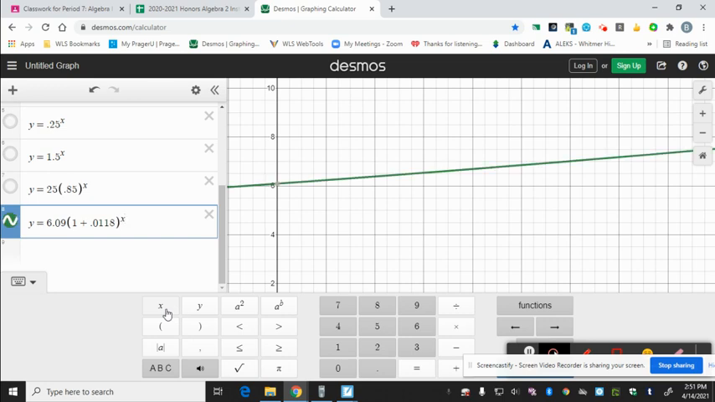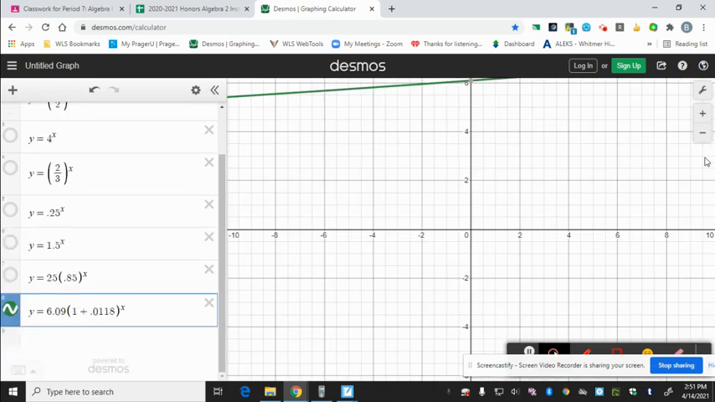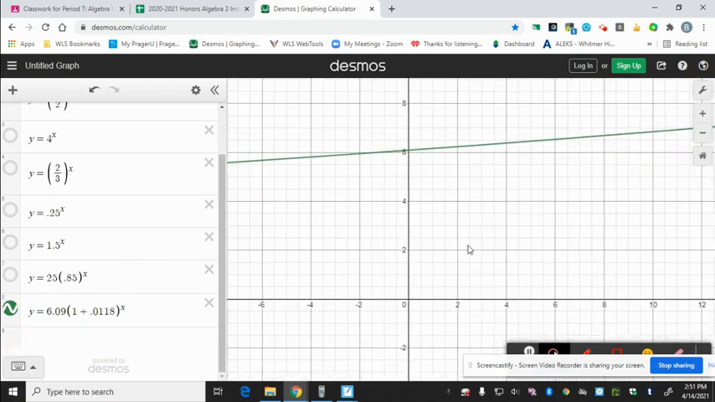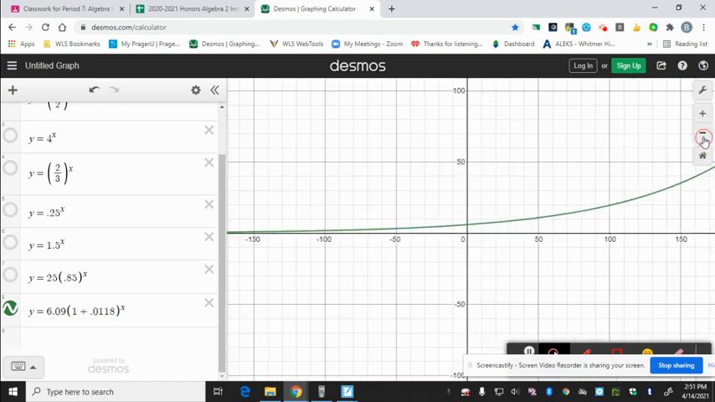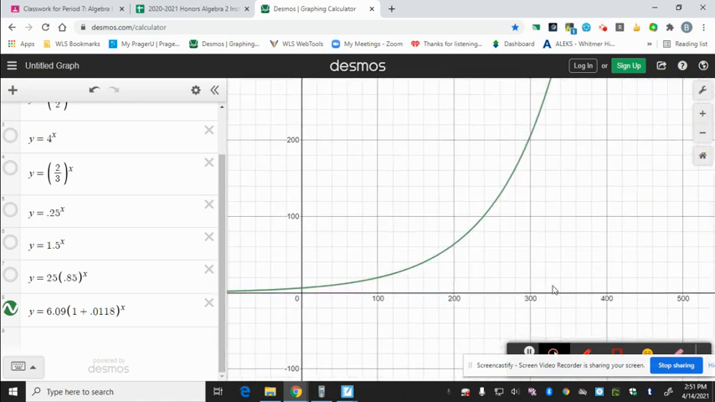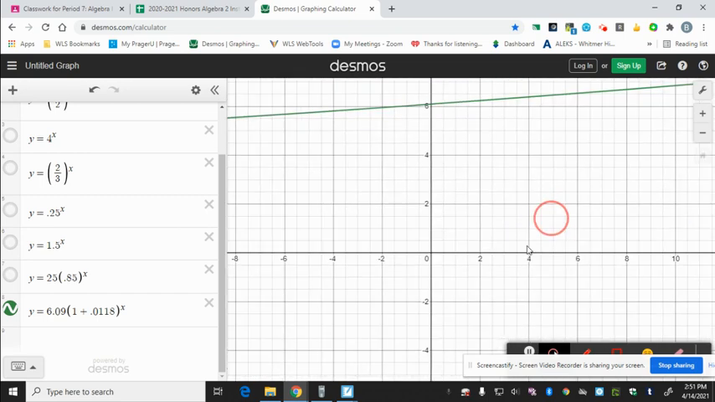And I'm just going to use an X because we have Desmos here, okay? And I'm going to hit the home screen, and this is going to look like a straight line, because we're dealing with such a small increase. Now, if we were to zoom out quite a bit, you can start to see this curve. See that? So it's definitely exponential growth. But that's pretty far zoomed in.